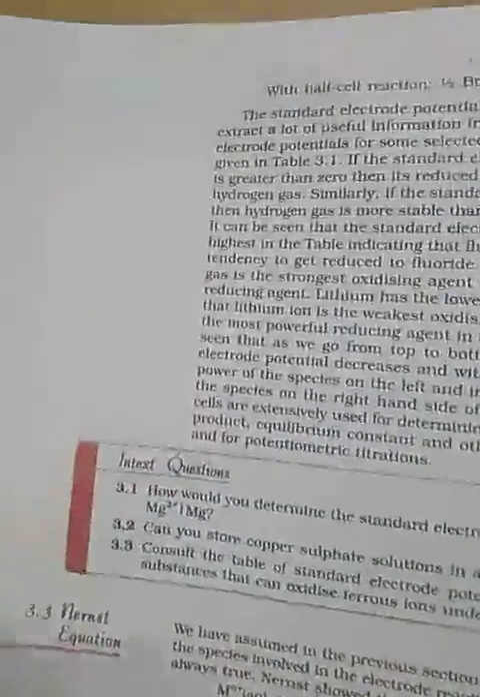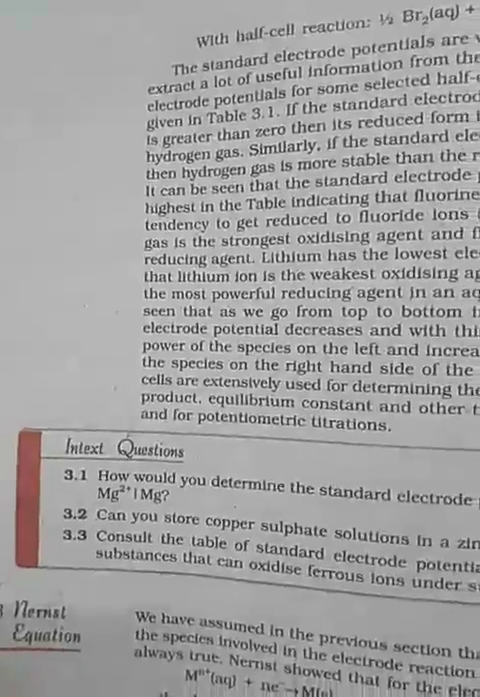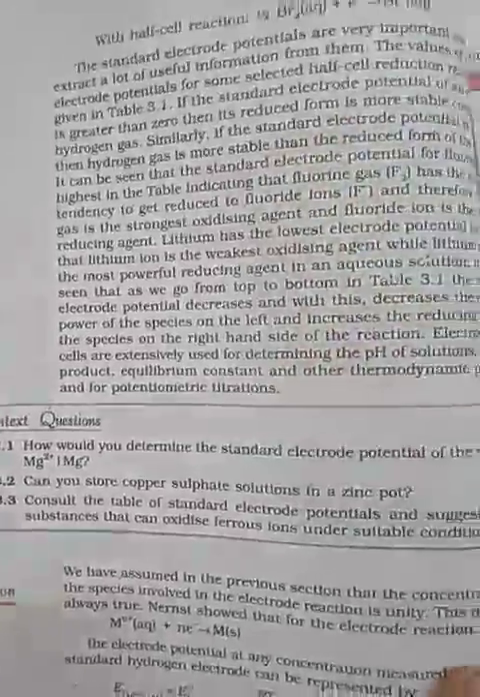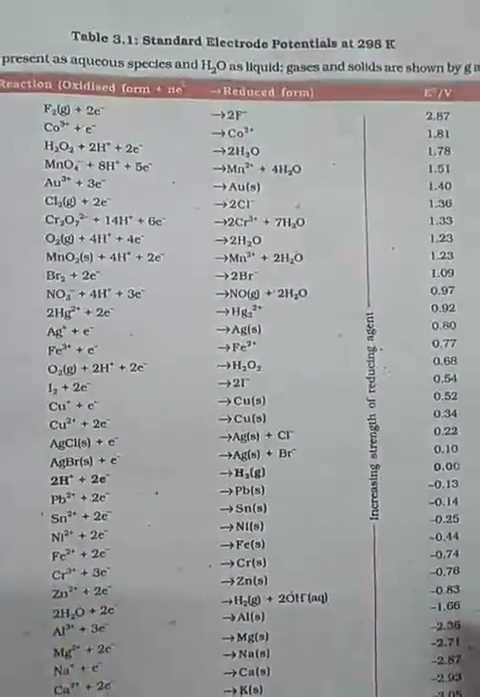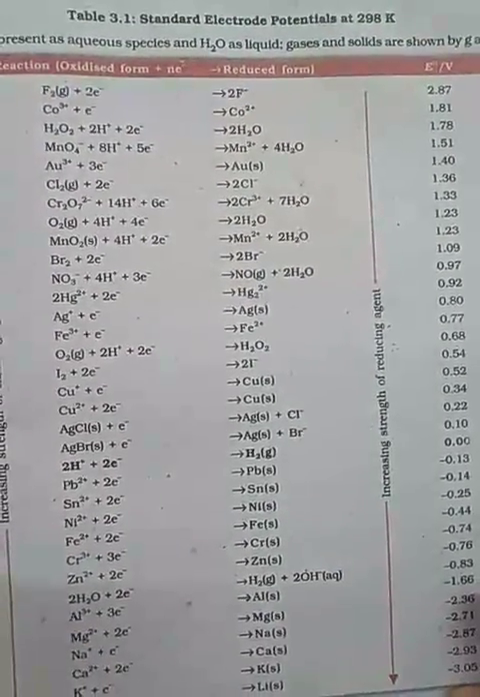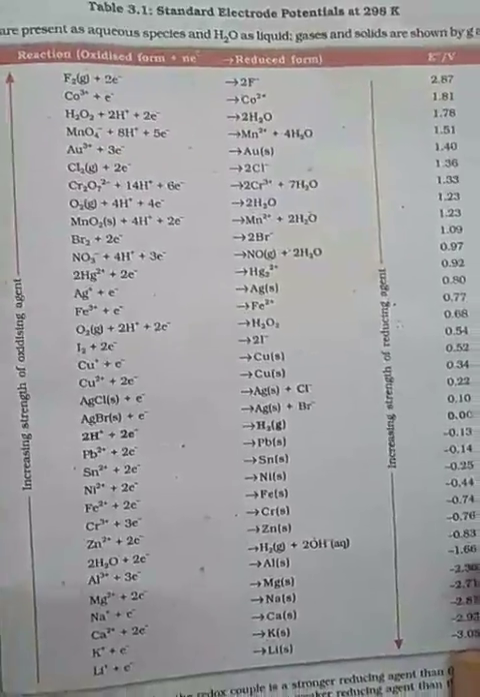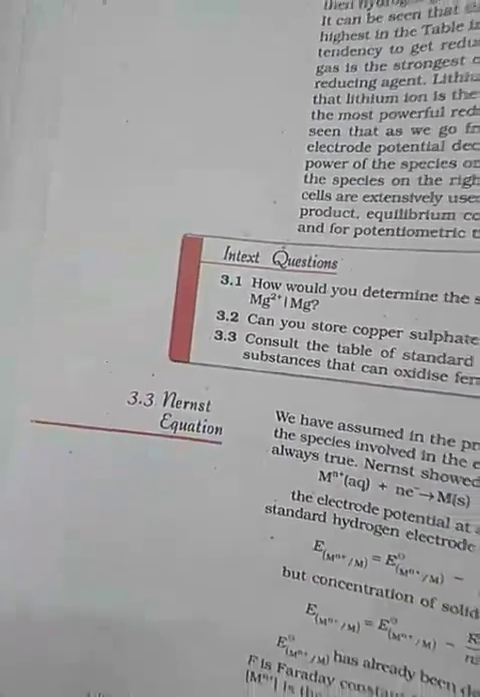So today we have completed our topic, and your homework is to do the intext questions. How would you determine the standard electrode potential of this cell? These three questions, and please learn this table and see the whole. Otherwise in the table also you will get the value. So tomorrow I will start with the next topic.